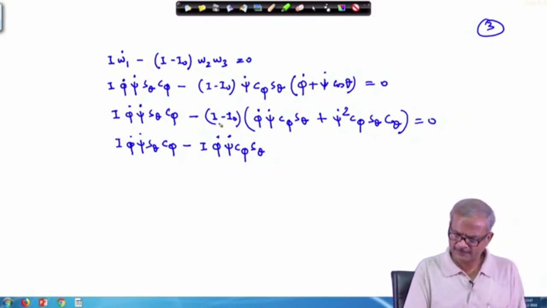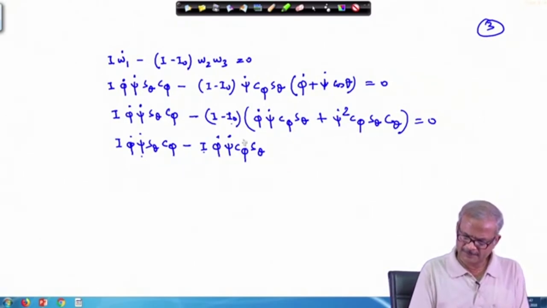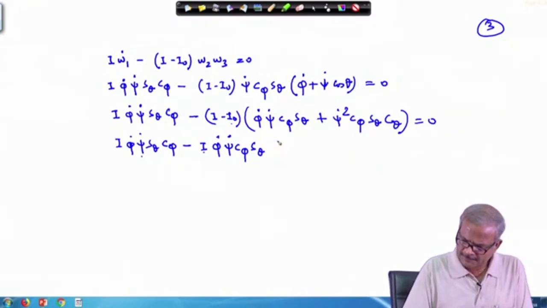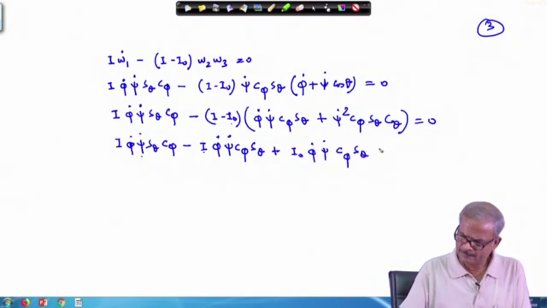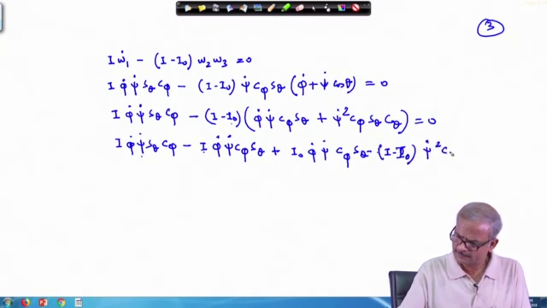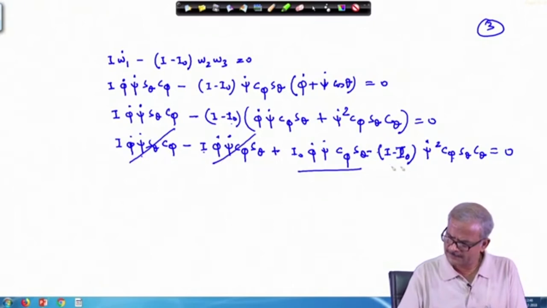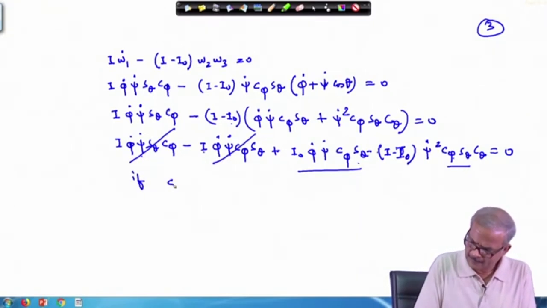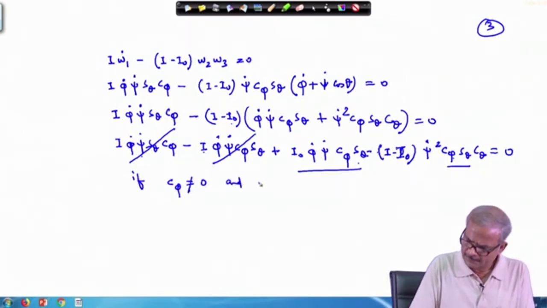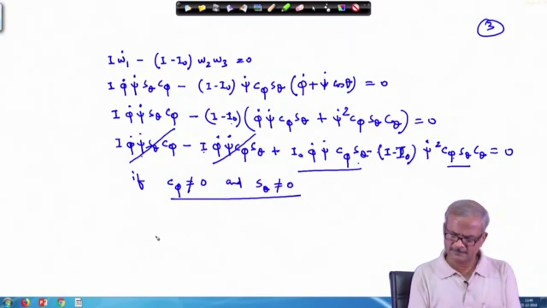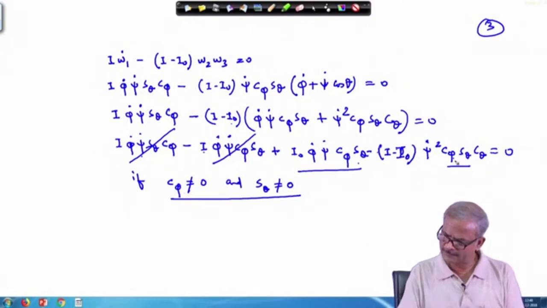So, we will have a total of two terms here. But what we can see is that these two terms will cancel each other, so the case gets simplified. The other term we can write as I 0 times phi dot c phi s theta, and minus I minus I 0 times s theta c theta, this equals 0. So, these two terms drop out, and we see that c phi and s theta are both common. If c phi is not equal to 0 and s theta is not equal to 0, we can divide both sides by c phi and s theta to eliminate them.